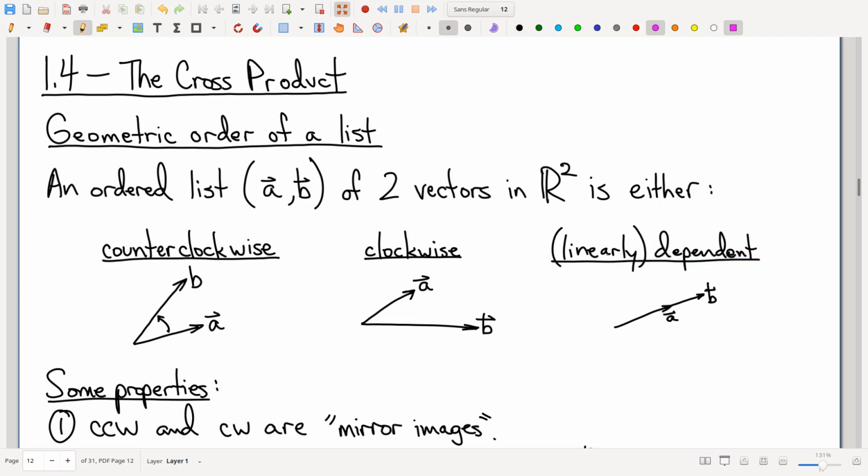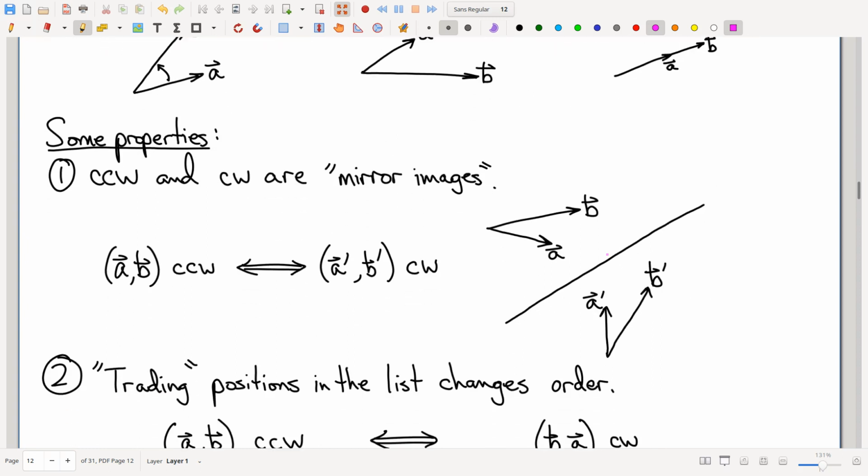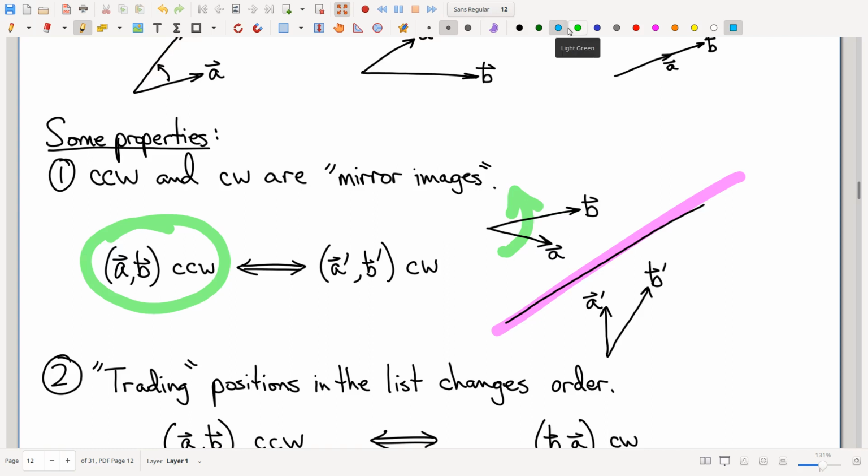All right, now there's some natural, simple properties of these ideas of clockwise and counterclockwise. If I reflect, so for example, I'm going to take a counterclockwise list A and B, and if I reflect those vectors over this purple line, the resulting new vectors form a list that is clockwise. So what I'm going to say here is that counterclockwise and clockwise are mirror images of each other, or they're reflections of each other, however you want to say it. All right. Pretty believable.